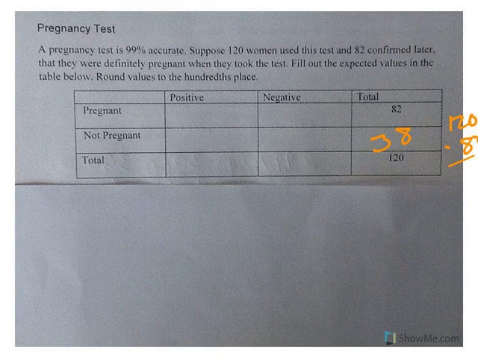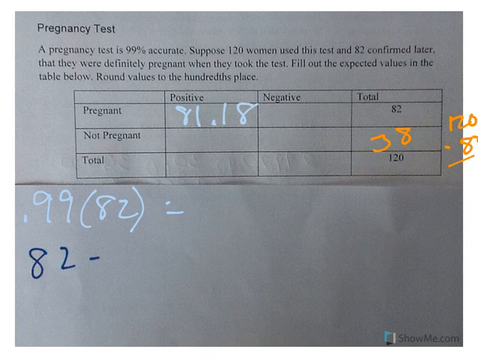were not pregnant. So that's kind of first. You always want to start with your total column. So now we know that this is 99% accurate. Just an FYI, if you're pregnant, you would expect to test positive. So 99% is going to go here. 99% times the 82 people who are pregnant gives me a positive pregnant of 81.18. Now, if I had 82 people total and 81.18 tested positive, then 0.82 tested negative. I think that makes sense.